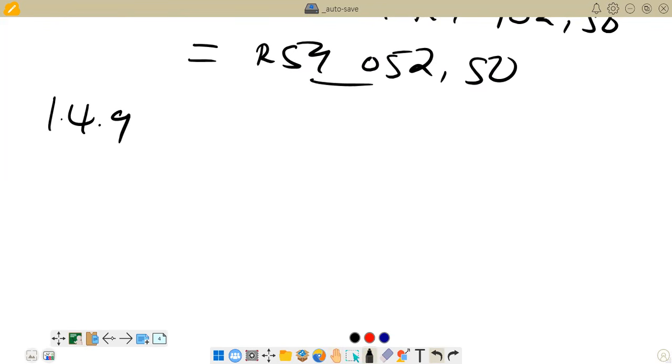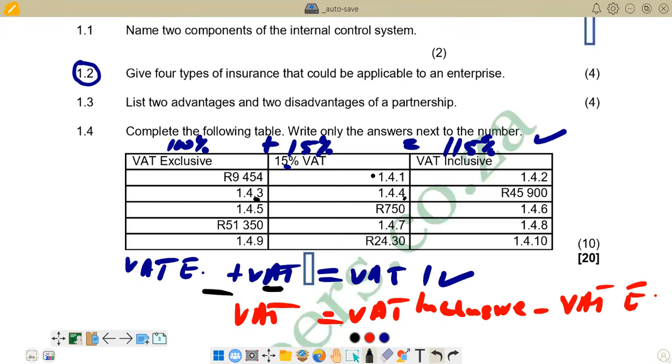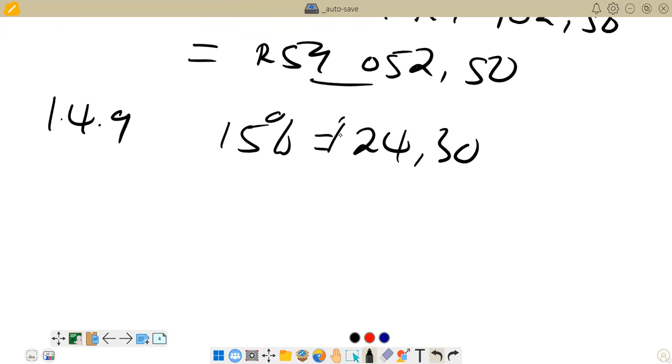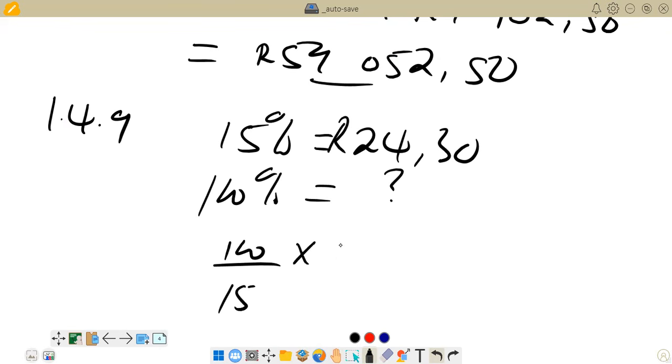1.4.9. Then we can go back to check what information we are given there. 1.4.9 is here. We can use proportion here. 15% goes to this one. What about our 100% to get our VAT exclusive? 15% goes to 24 rand 30. So the figure that we are looking for is 100%, so it's a question mark. We don't have it. So what we don't have is 100, the numerator. What we have becomes the denominator. We multiply by the given figure, which is 24 rand 30 over 1.